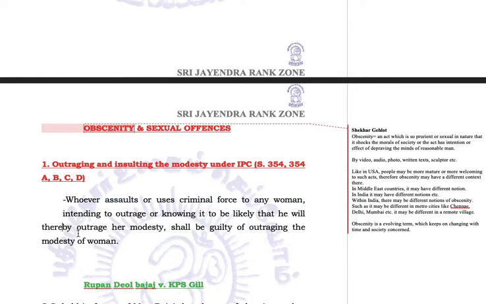Now, outraging the modesty of women is dealt with within section 354 and 354 A, B, C, D. New sections have come up. These sections deal with what is outraging the modesty of a woman. It says whoever assaults or uses criminal force to any woman intending to outrage, either he has an intention to outrage or knowing or has a knowledge that what he is doing will outrage her modesty, shall be guilty of outraging the modesty of women.